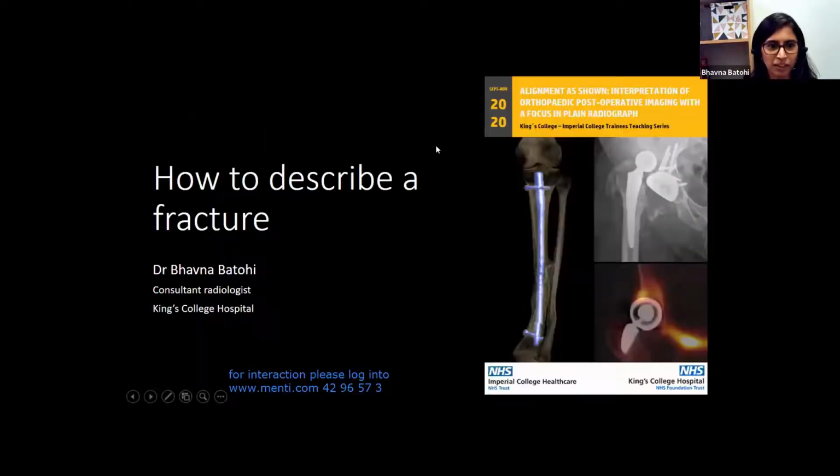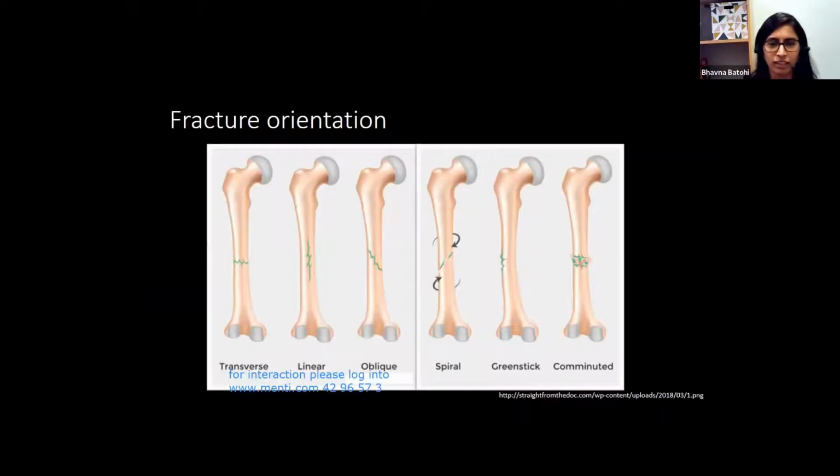So in terms of describing a fracture, the first way to best start is to describe the orientation of the fracture. So these can be transverse if they're along the short axis of the bone.